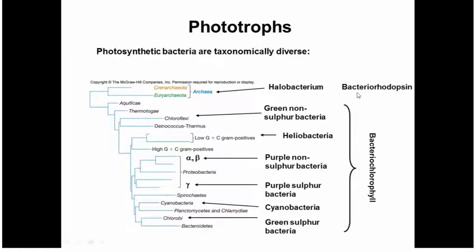Okay, so we've got two basic systems for light capture. So two independent origins of photosynthesis in bacteria. One in the archaea and one in the eubacteria. But it's pretty clear who invented bacteriorhodopsin. Where did bacteriochlorophyll evolve?